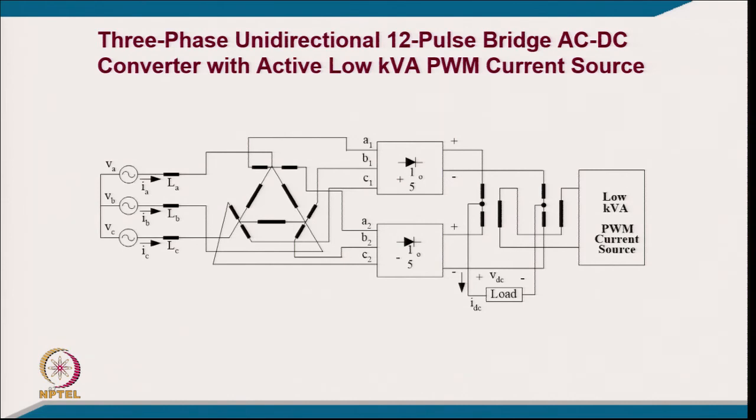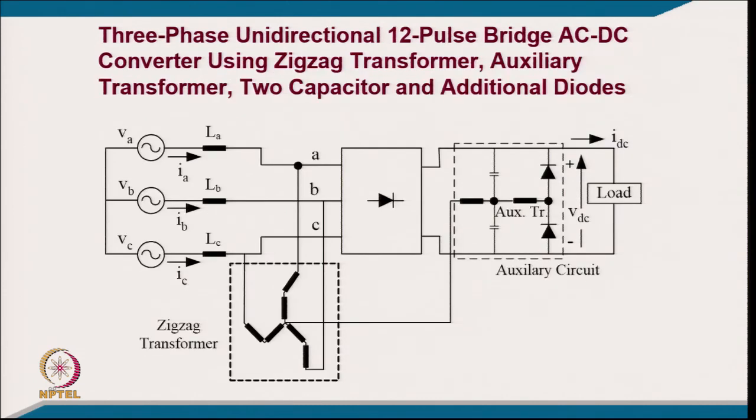And this is another connection, extended delta we call it. What people have done with this 12 pulse is to use a small, low rating pulsating current source to work as an active filter, and they are able to get the TAD here even of the order of 1 or 2% with the help of that.